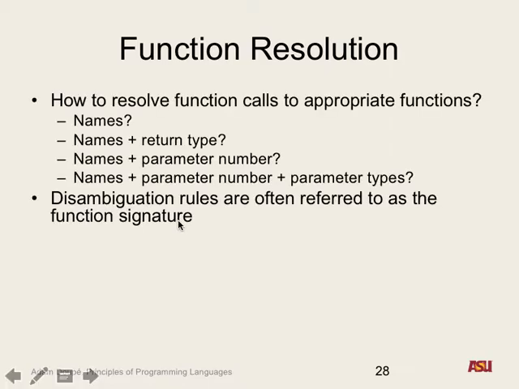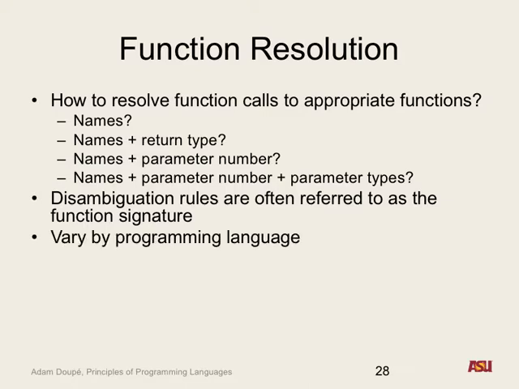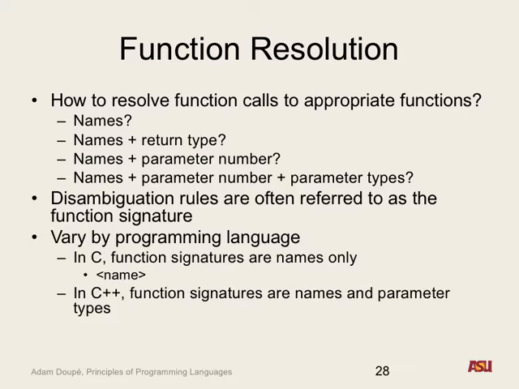Okay, so we've been talking about how we resolve functions. We've been talking about how we go from a name, from an invocation of a function, to the actual function definition. So what does C++ use to do function resolution? Names, parameters, parameter types. Yeah, name, number of parameters, and parameter types. Right, so this is how it looks up which function, whereas in C it just uses the name.